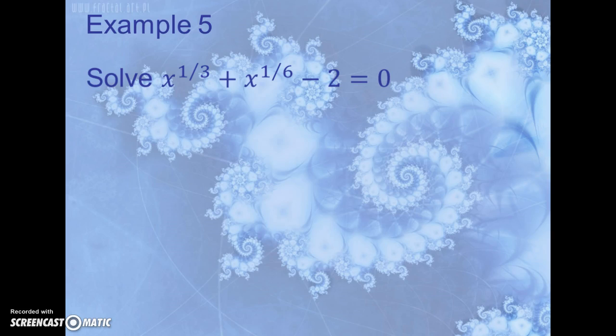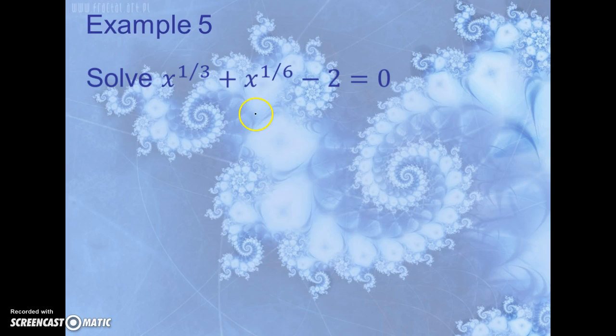Now, this problem looks completely unlike anything else we've seen. We've got fractional exponents. It's just a disaster. The secret here is to try and look past what is wrong with it, and again, look for a pattern. Look for some kind of a clue of something you've done before.